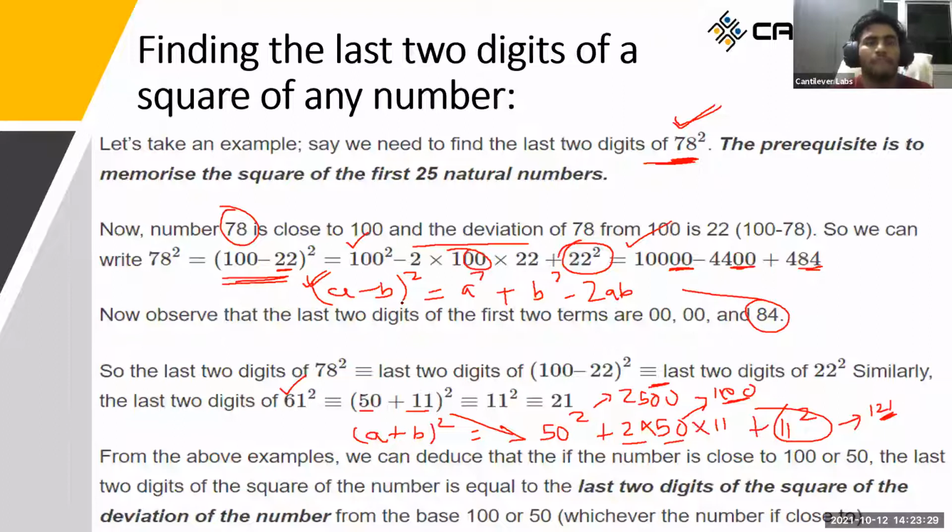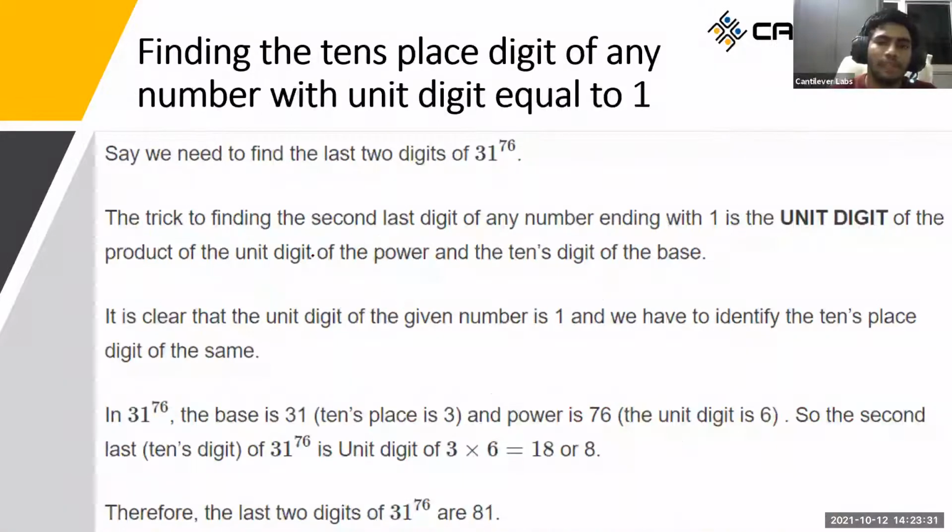So moving on, finding the tens place digit of any number with unit digit equal to 1. For example, here we have considered 31 raised to the power 76. The trick to finding the tens digit of any number ending with 1 is to find the unit digit of the product of the unit digit of the power and the tens digit of the base.